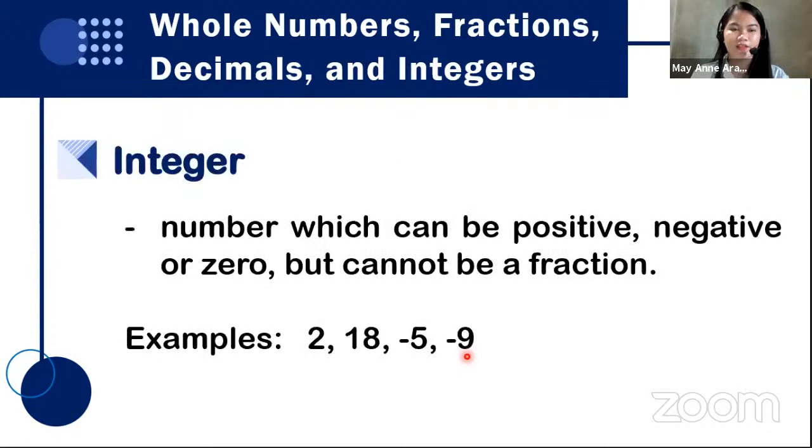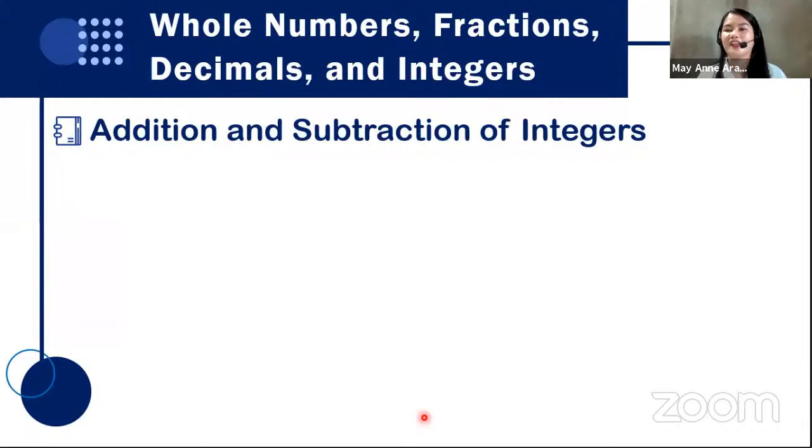Next, you have the integers. These are numbers which can be positive, negative, or zero, but cannot be a fraction. Samples, we have 2, 80, negative 5, negative 9. Let us also recall the addition and subtraction of integers. Although you can also use calculators here, it's also important for you to know or to recall the rules of addition and subtraction of integers, so you can easily identify whether your answer is correct or wrong.